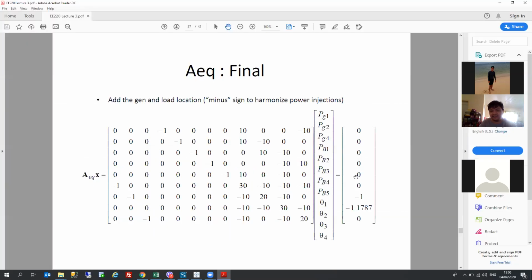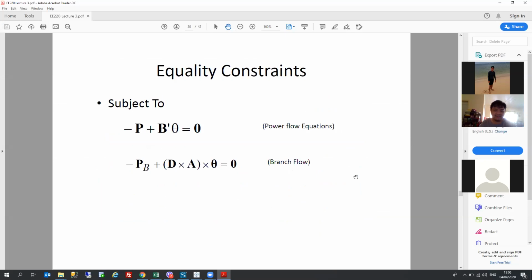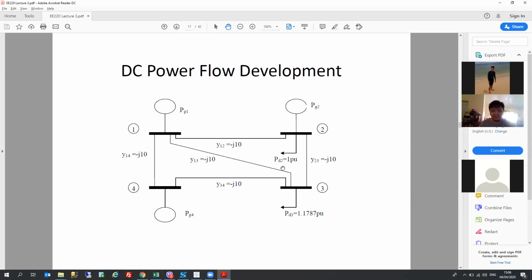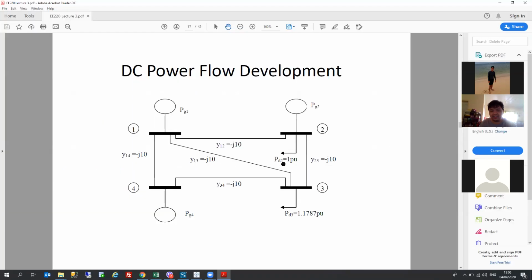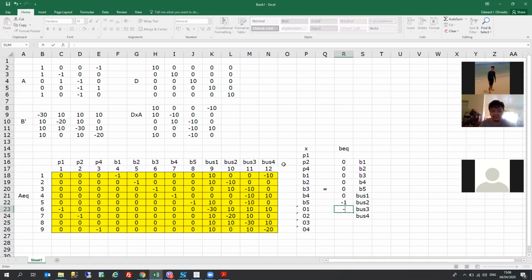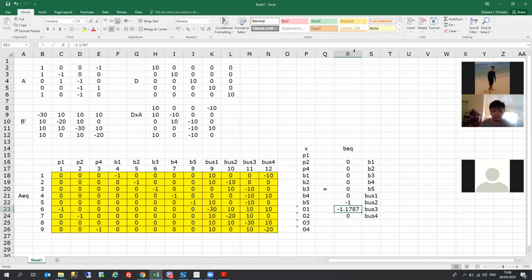So 0. Sa bus 1, if you remember our drawing, balik tayo sa drawing natin. Yung original, ito. Sa bus 2, merong load na 1, but you represent that sa consumption as negative 1. Sorry. 0 pala sa bus 1, negative 1 per unit. And then yung bus 3, negative 1.1787. Then 0. Yan.